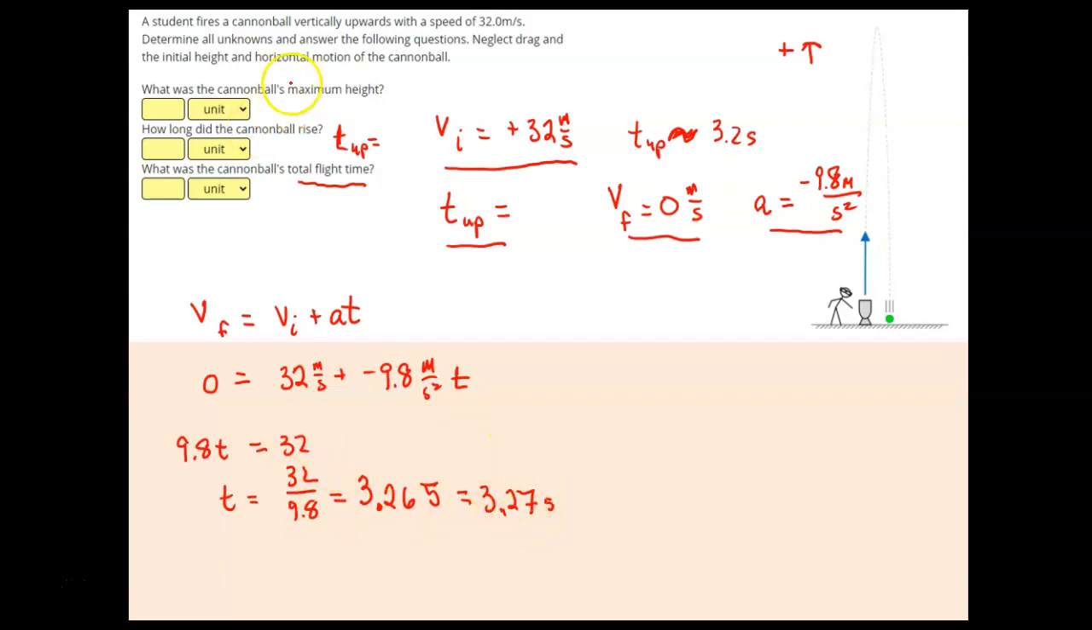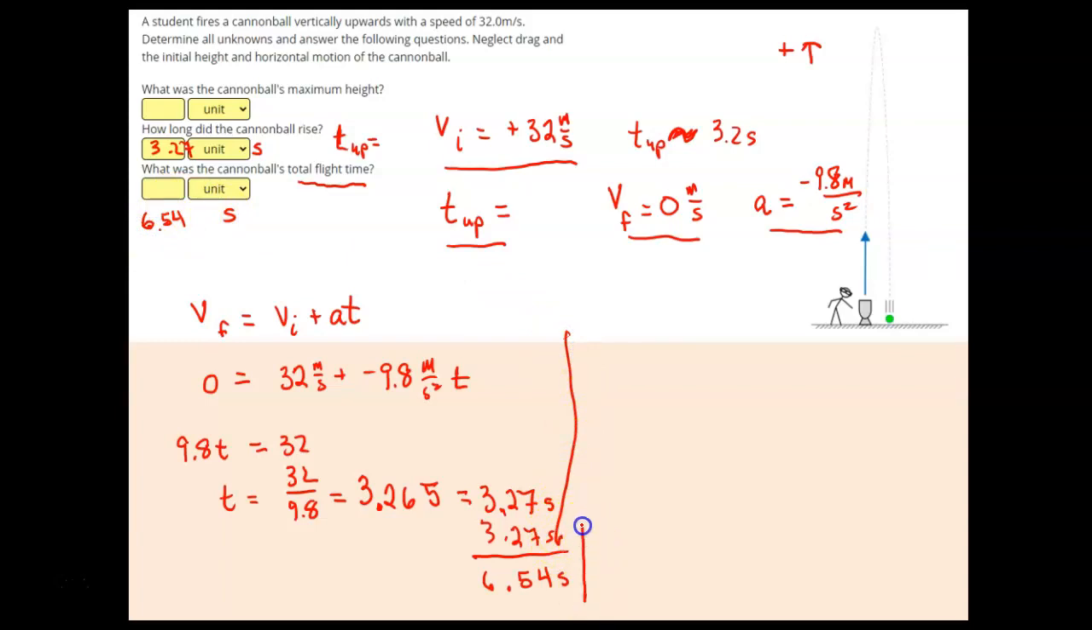So how long did it take the cannonball to rise? 3.27, and the units are seconds. So what's the total time of flight? Well, it's 3.27 seconds going up and 3.27 seconds going down. This is going to be 6.54 seconds. So what's our total time of flight? 6.54 seconds. All right, so we got that.